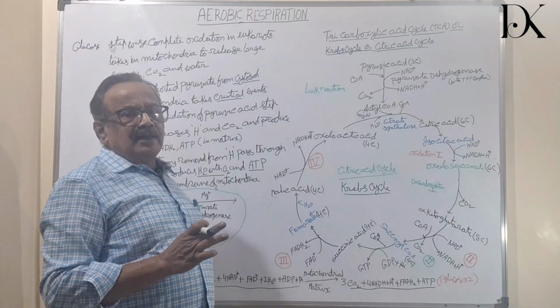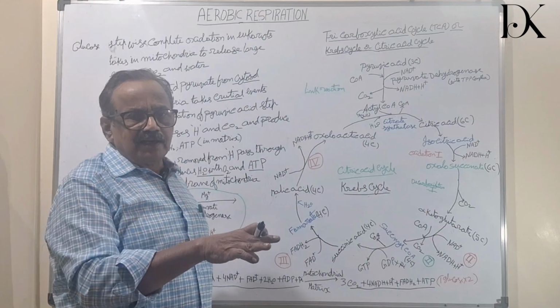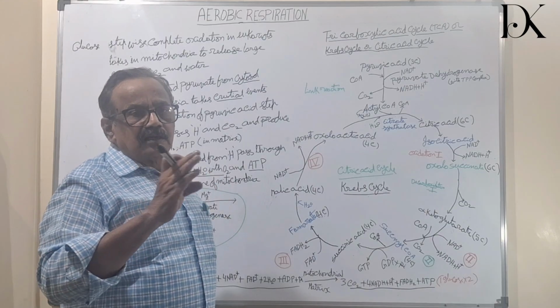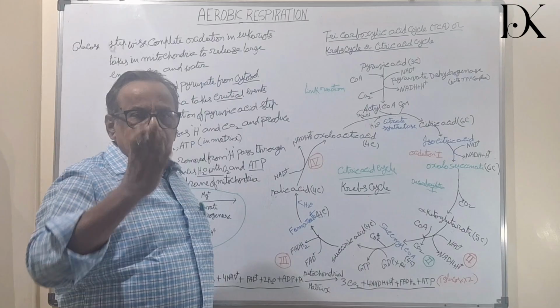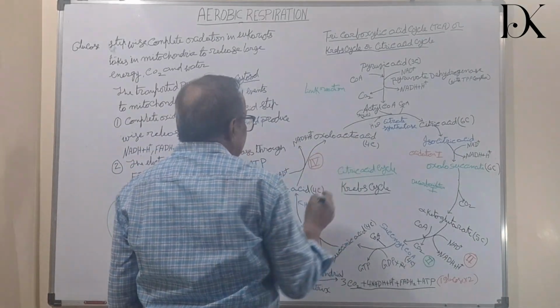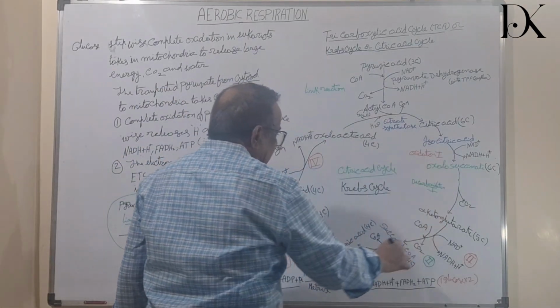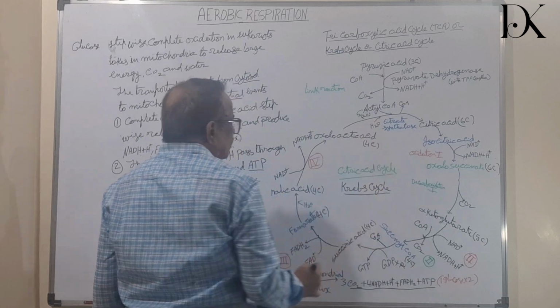NADH, NAD or NADP are almost similar. NADP will be directly added. NADH means the hydrogen will be separated in the ETS. Tomorrow I will discuss that. So oxaloacetic acid will form. This oxaloacetic acid will re-enter and the cycle will be continued.